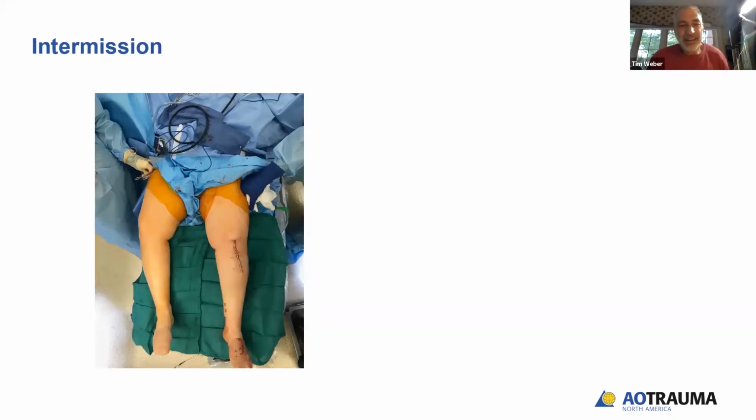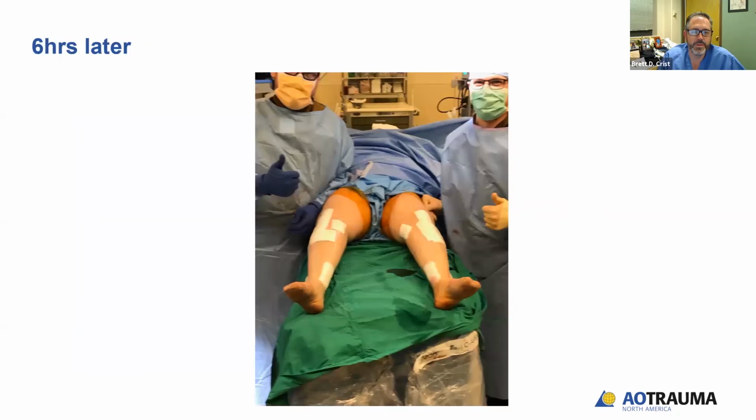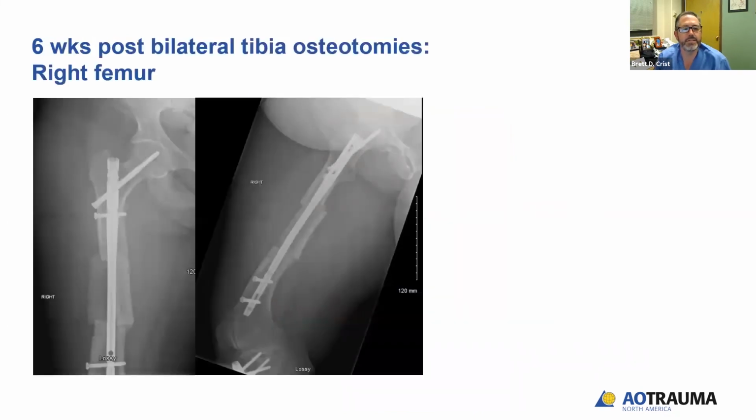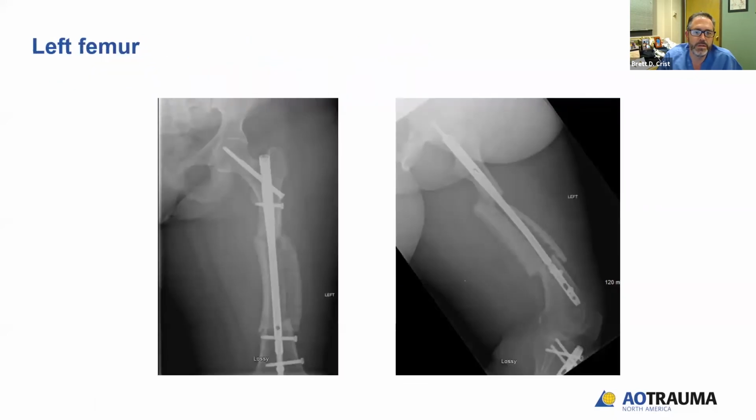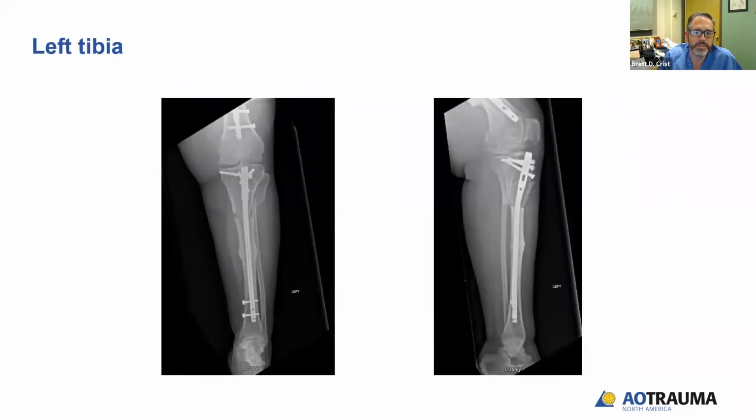So this is what she looked like after the left side was done clinically on the OR table, and then I went after the right side, and that's what it looked like at the end, 6 hours later. And this is her 6 weeks post-tibial osteotomies, and I let her start weight bearing. Her femurs are starting to heal. And this is where she starts walking. That's her left side.